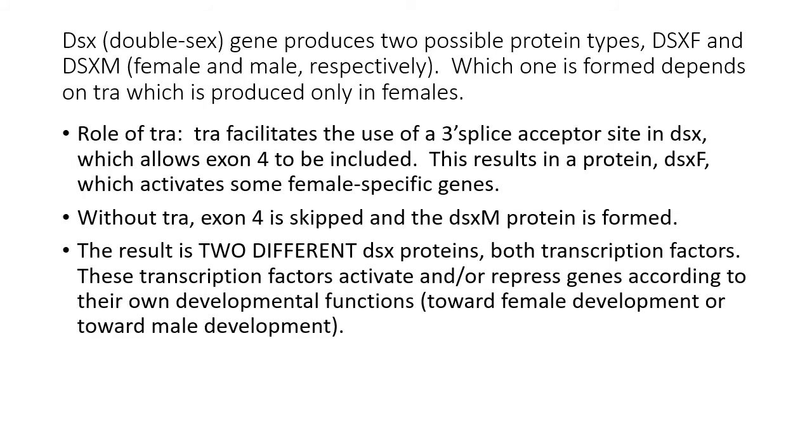All right, so TRA facilitates the use of a 3' splice acceptor in double-sex, allows exon 4 to be included, etc. So you want to have exon 4 skipped in males and included in females to get the 2 different forms of this transcription factor.